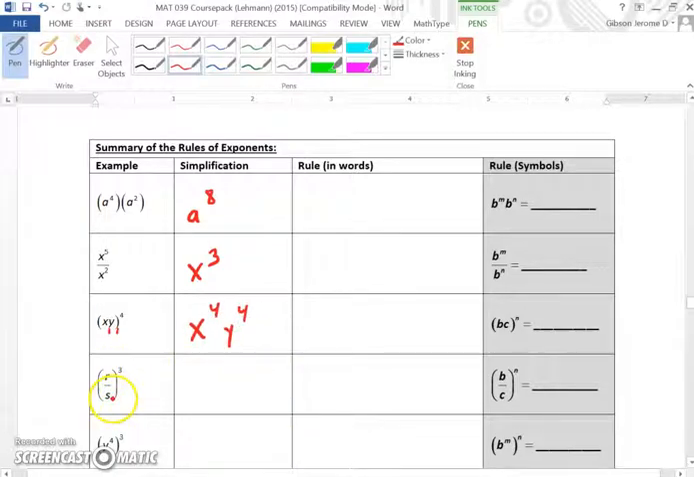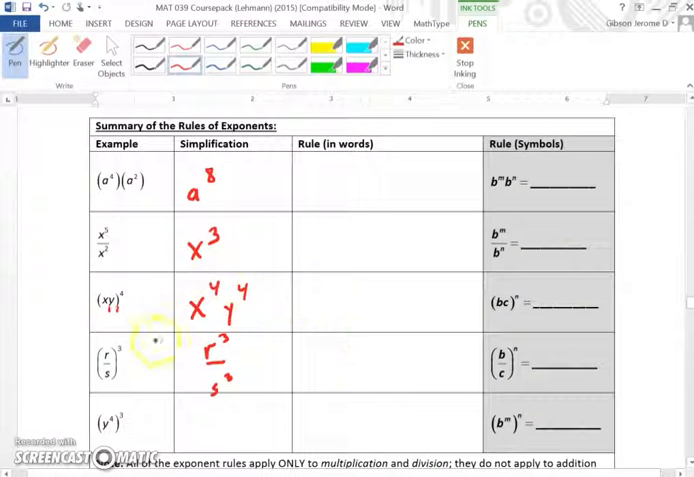Now this is r to the 1st over s to the 1st to the 3rd. So we know we will have r to the 3rd over s to the 3rd. Now we have y to the 4th to the 3rd. We know this is a power to a power, so we multiply, so it'd be y to the 12th.